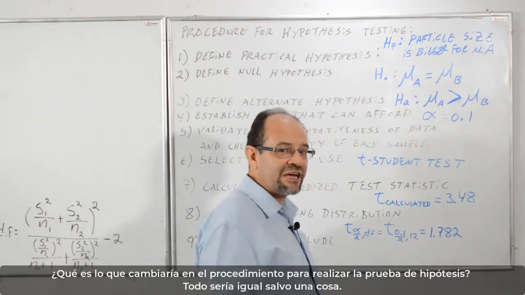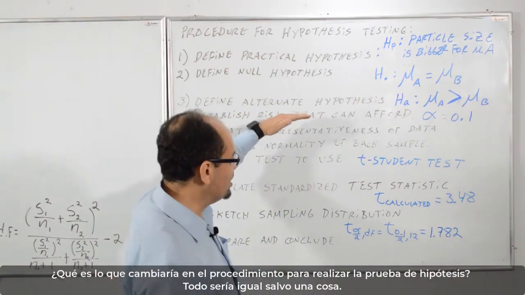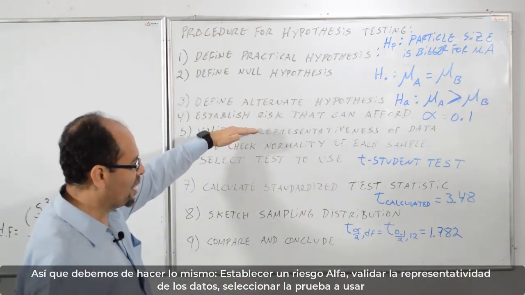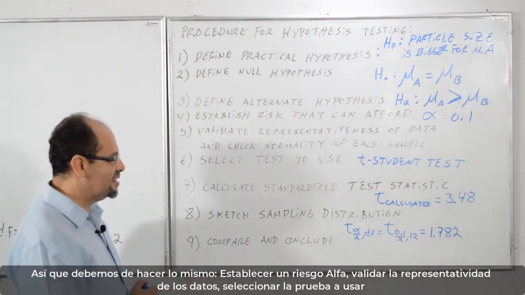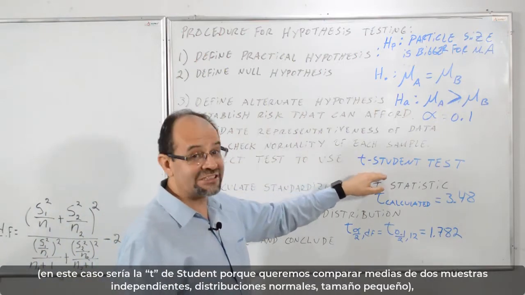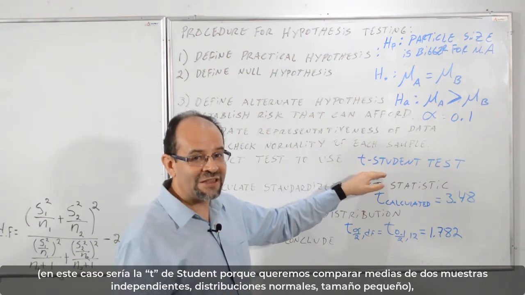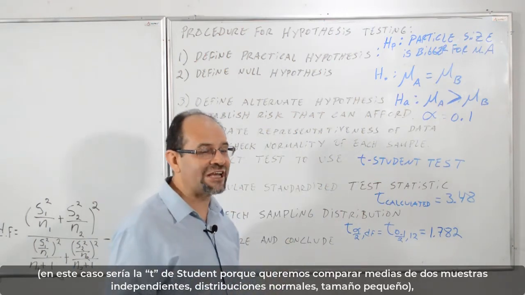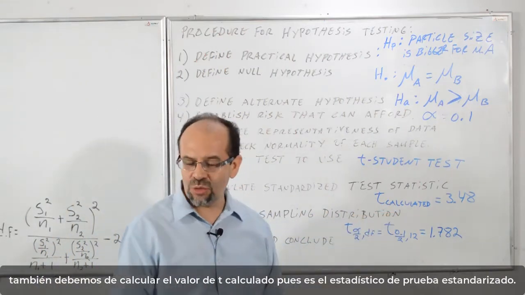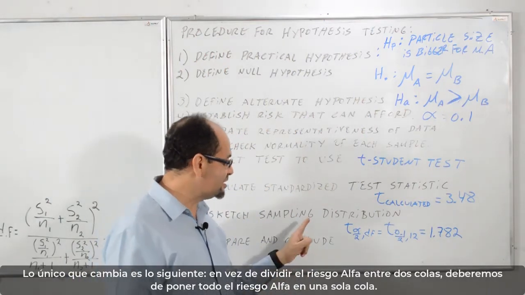What changes in terms of the procedure to do the hypothesis test? Nothing changes but just one thing. So we have to do the same thing. We have to establish our alpha risk. We have to validate the representativeness of data. We have to select the test to use. In this case, the mean is the same T-student test, because I have two independent samples, normal distribution, small size. We also have calculated the T calculated, which is the standardized test statistic. But what changes is here.